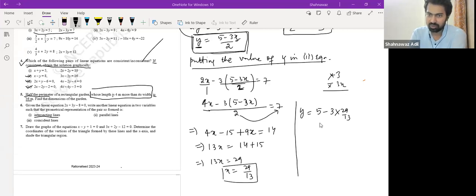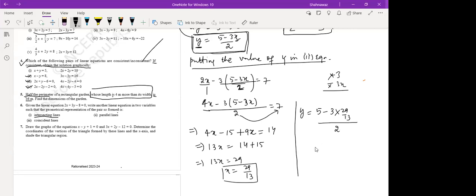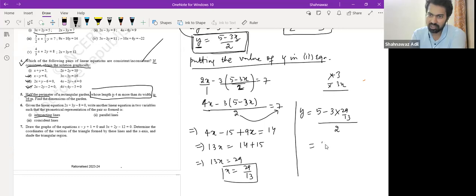So this is 2, right? This is the value of x. Then this is 5, and 29 into 3 is how much? I guess 87. Right, 3 9s are 27. So this is over 13 by 2. So this would be 65 minus 87, and this 13 by 2.